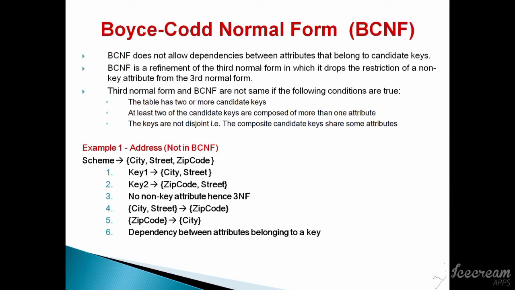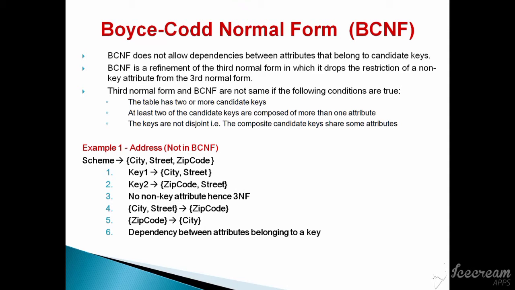Next, BCNF. BCNF is an advanced version of third normal form. BCNF stands for Boyce-Codd normal form. This normal form was introduced by Boyce and Codd, so it is called BCNF. A table is in BCNF if for every functional dependency X tends to Y, X is a super key of the table.